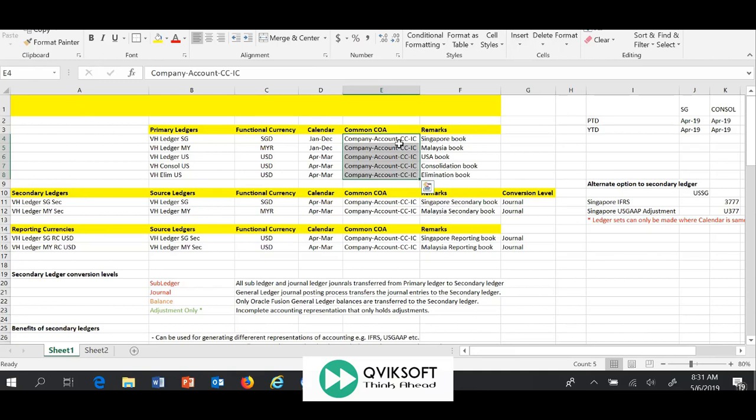Two things. AGIS you don't have to buy separately. AGIS is now part of the product, intercompany transaction. It's now called intercompany accounting.